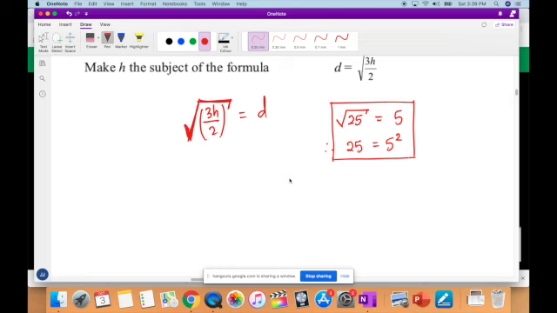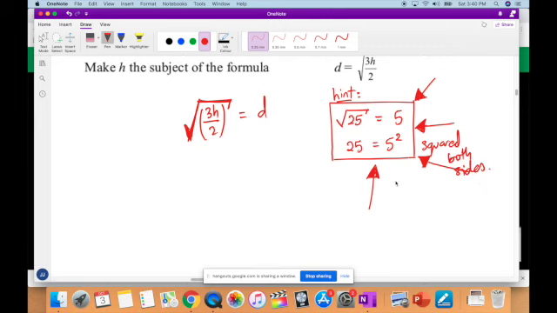Shazay, any thoughts on how to get rid of that square root sign? Yeah, by squaring the 5. But what we actually did was we squared both sides.